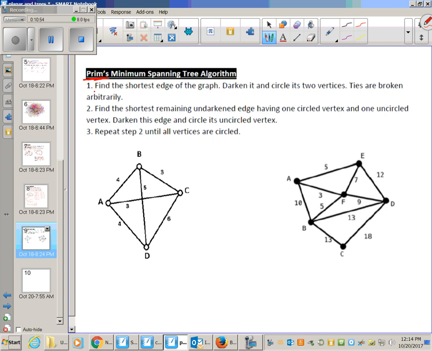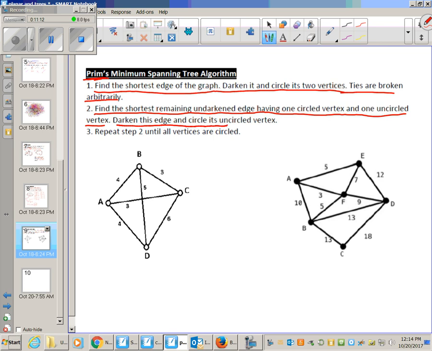Step 1 says to find the shortest edge on the graph. Darken it and circle its 2 vertices. Ties are broken arbitrarily again. Then you're going to find the shortest remaining undarkened edge having 1 circled vertex and 1 uncircled vertex. Darken this edge and circle its uncircled vertex. And repeat this until all vertices are circled. Don't let the circling, underlining and darkening confuse you.